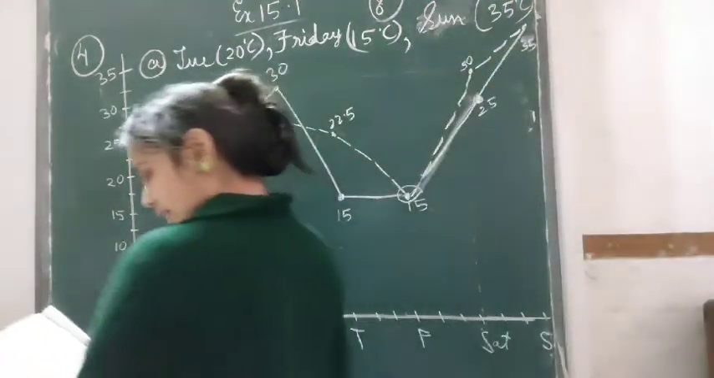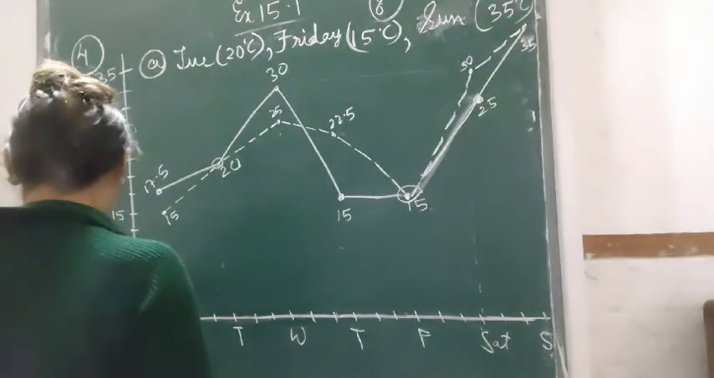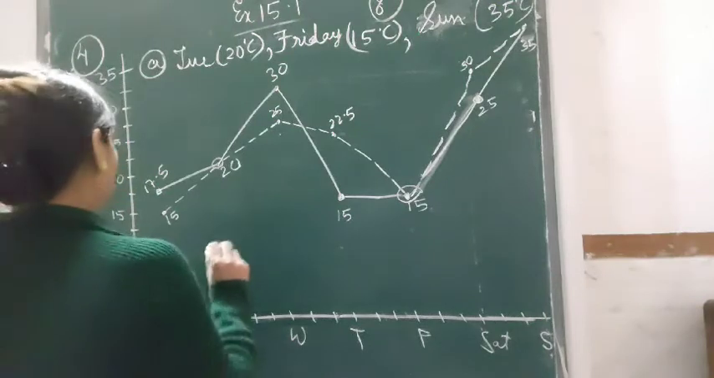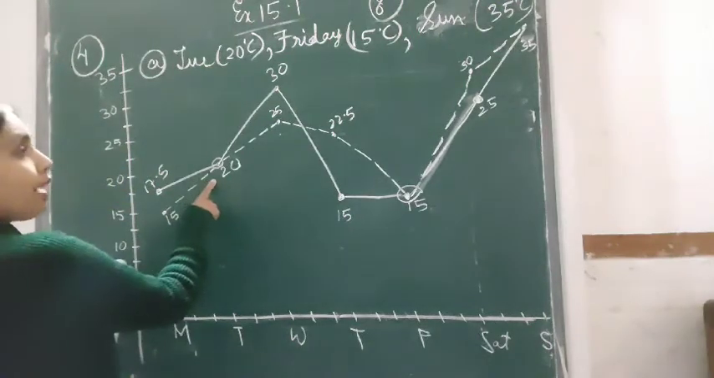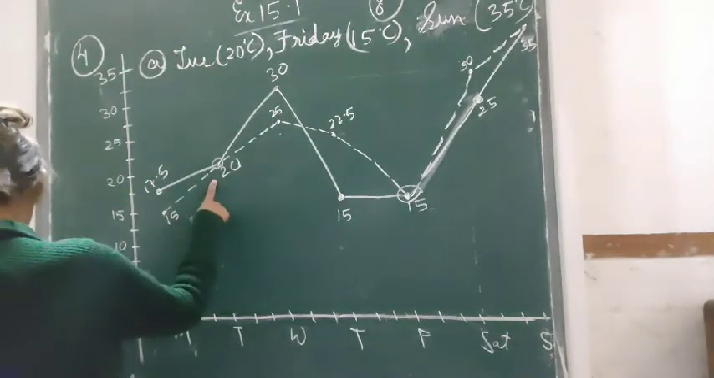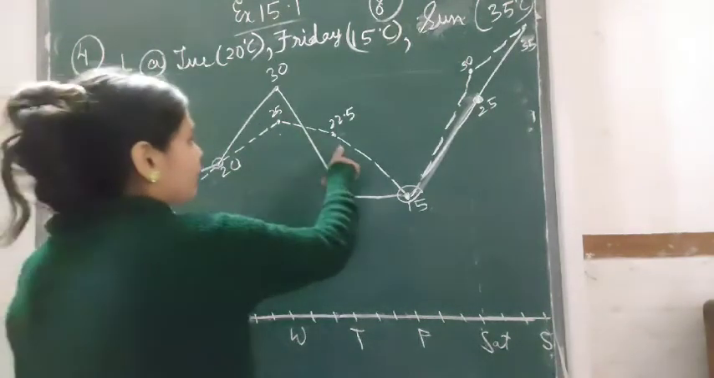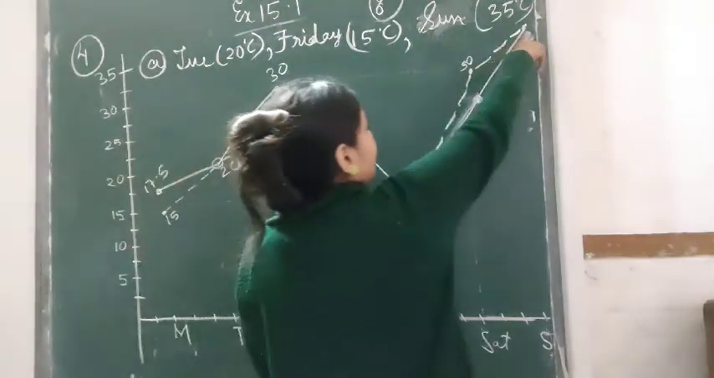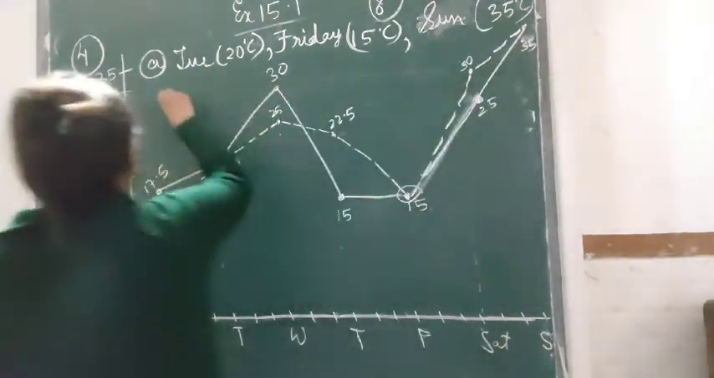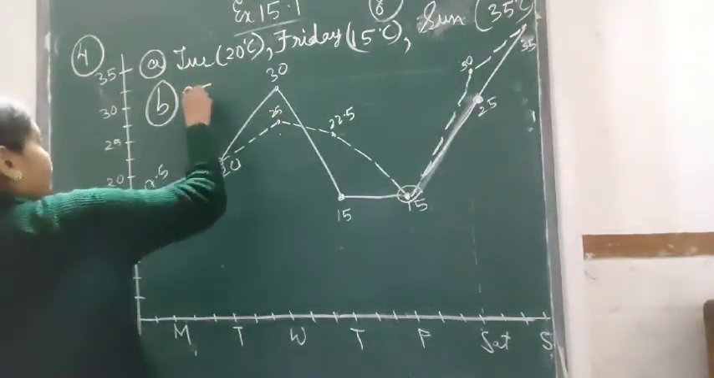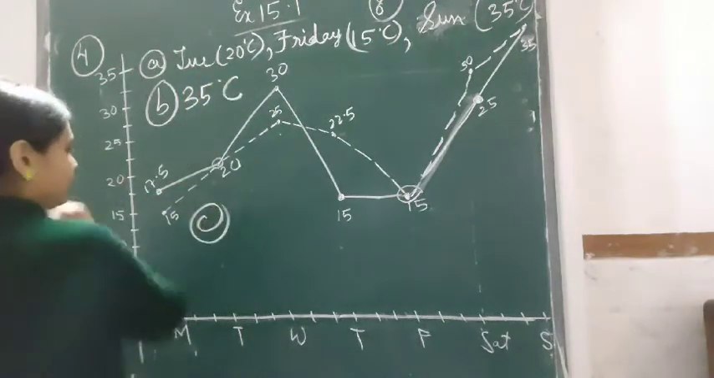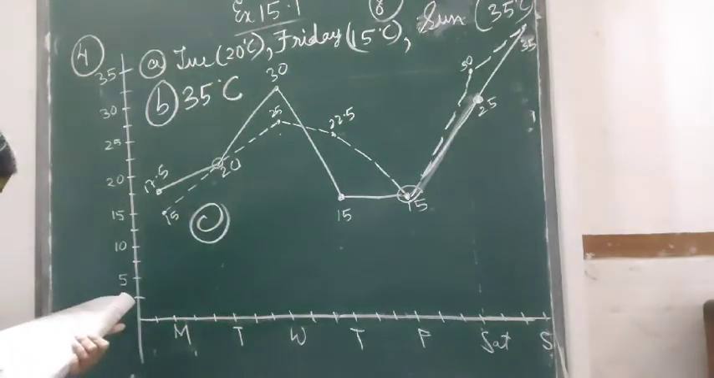Then we go to the second part. What was the maximum forecast temperature? Forecast means dotted lines. Maximum forecast temperature during the week. So maximum, let's see what is the last reading. 35 degrees Celsius. So answer B is 35 degrees Celsius. Now I am writing C here.